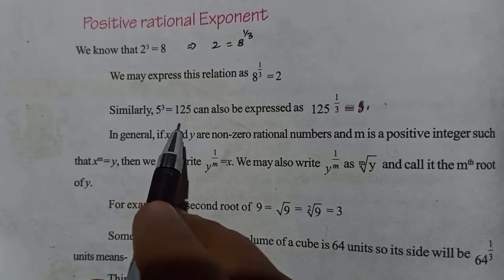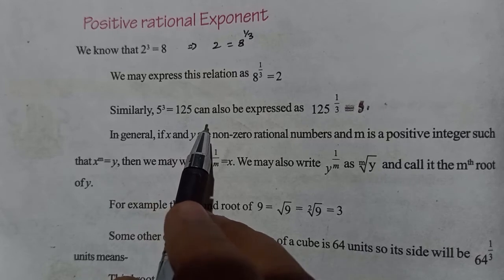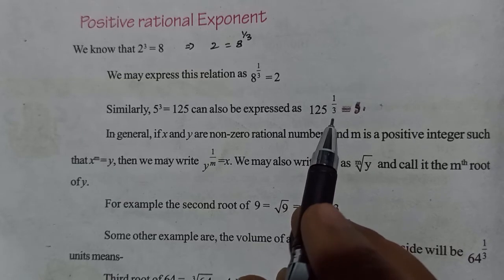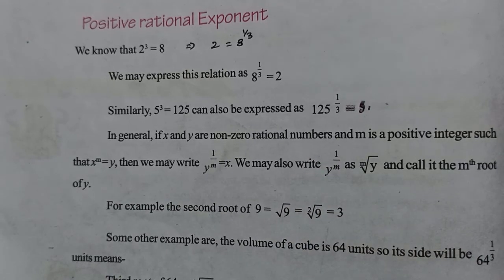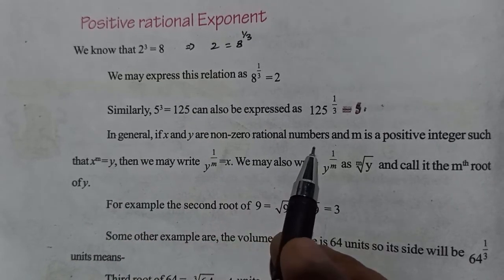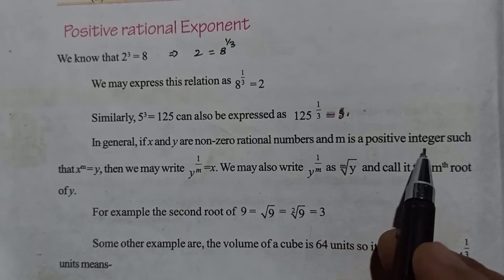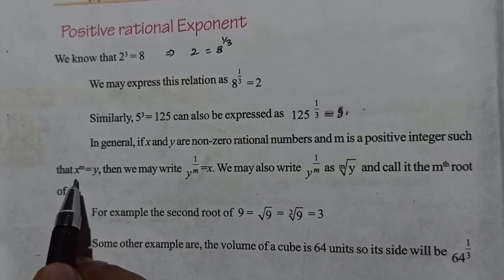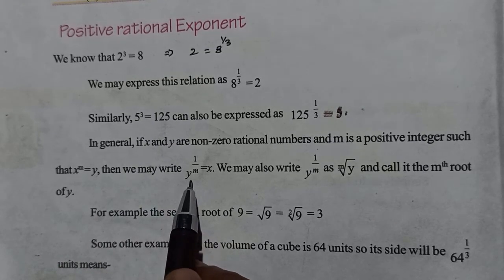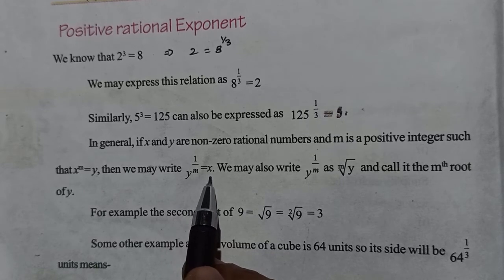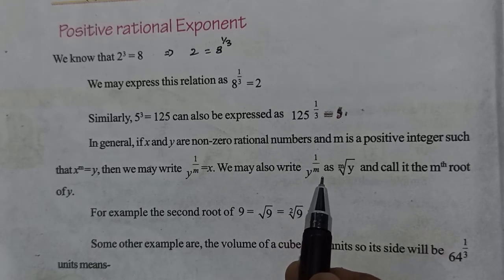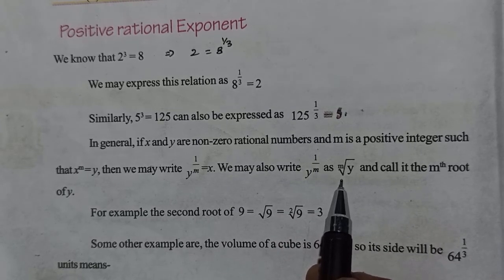Similarly, 5 power 3 is equal to 125 can also be expressed as 125 to the power 1 upon 3 equal to 5. In general, if x and y are non-zero rational numbers and m is a positive integer such that x to the power m equal to y, then we may write y to the power 1 upon m equal to x. We may also write y to the power 1 upon m as mth root of y.